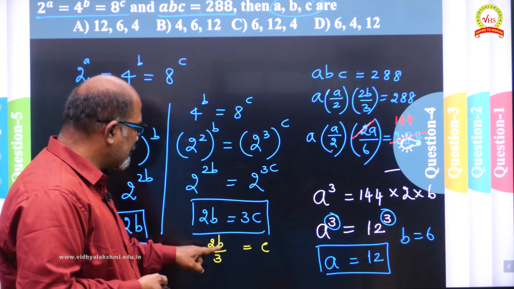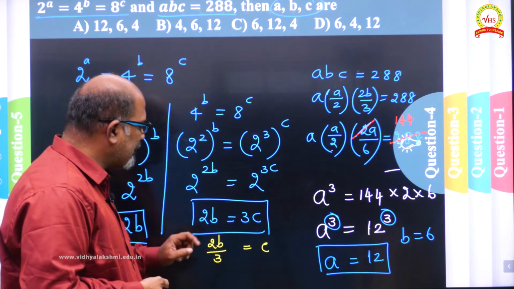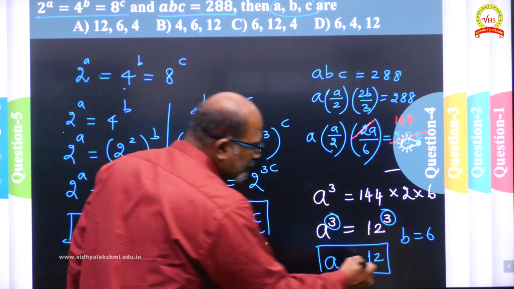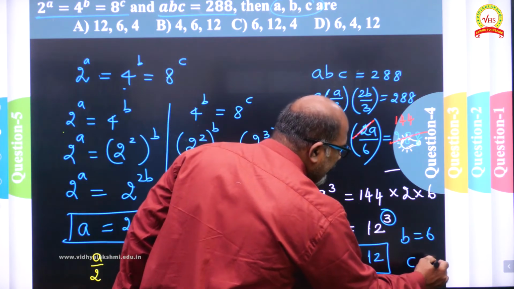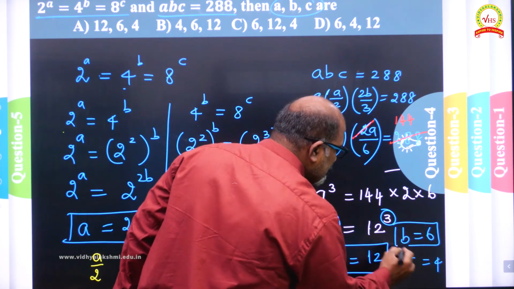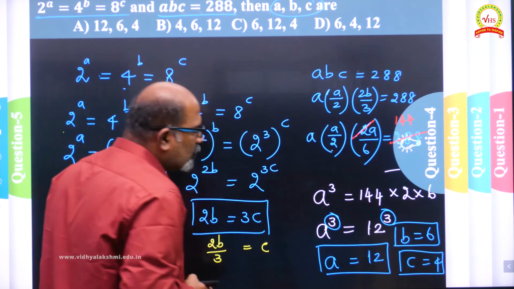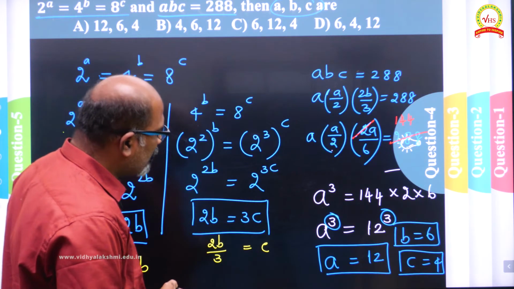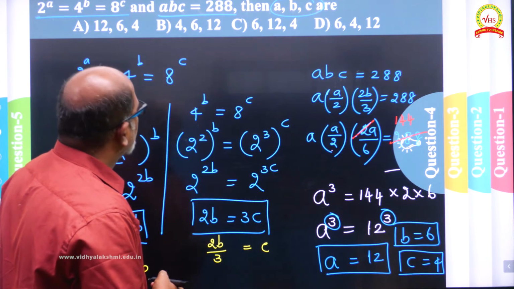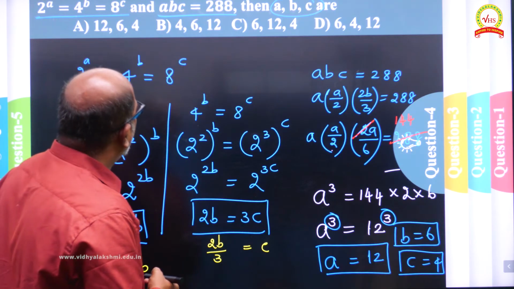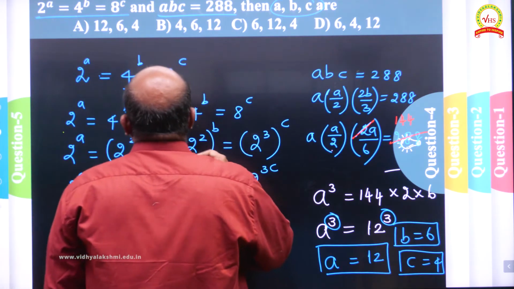So when you substitute 6, 6 2s are 12, 12 by 3 you will have what? 4. Yes. So the value of C we are getting is 4. So B is 6 and C is 4. So A equal to 12, B equal to 6 and C equal to 4. 12, 6 and 4.